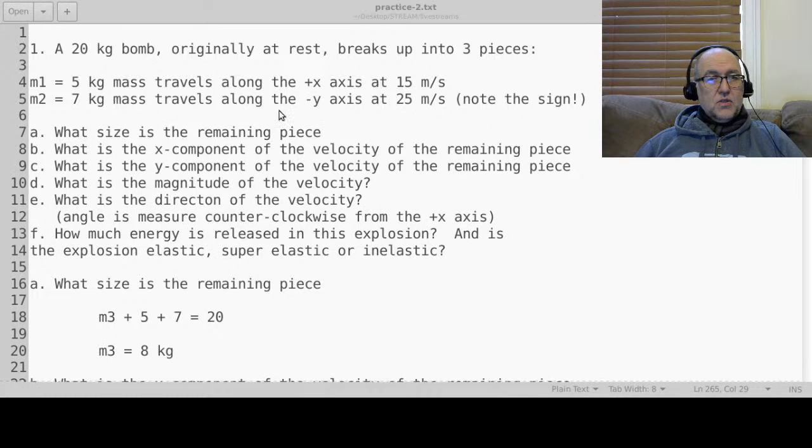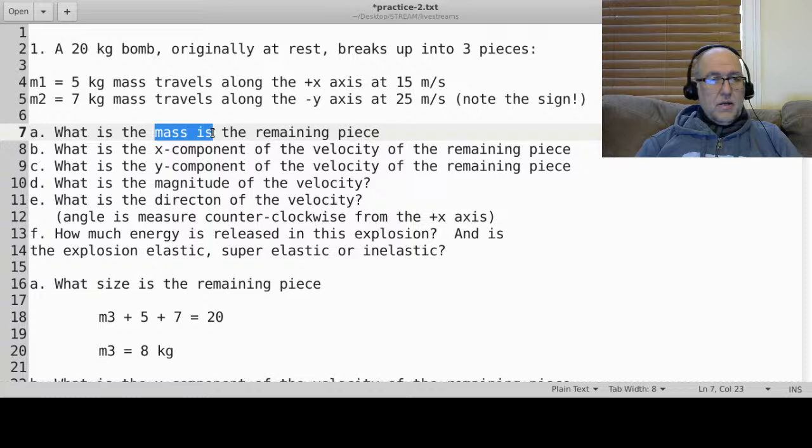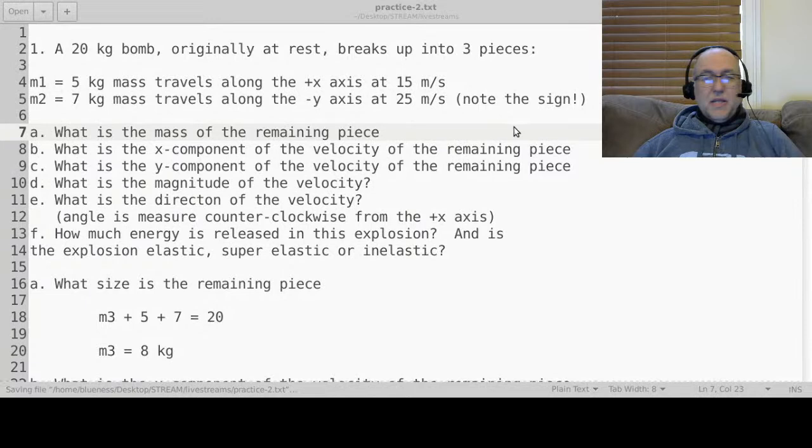And there's a third piece, obviously. The first question is, what's the size of the remaining piece? I guess it should have probably been more specific here. What is the mass of the remaining piece? Yeah, that's a little bit better. Sorry, I just wanted to get the wording right. So how much mass does that remaining piece have?